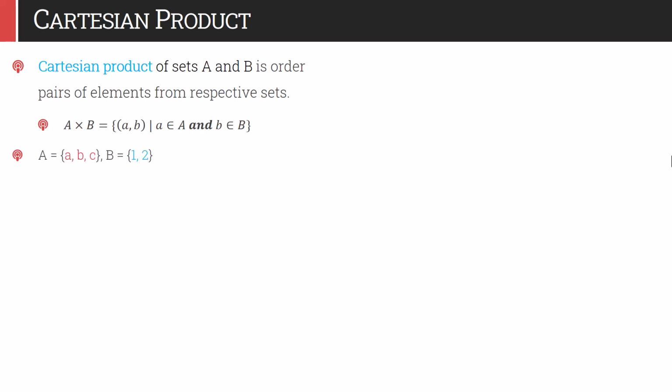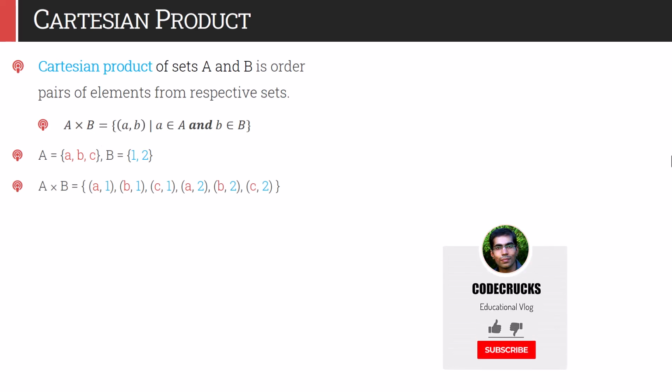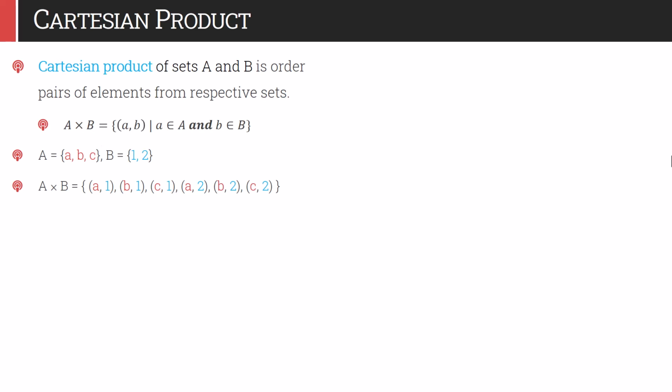Let's consider A is {a, b, c} and B is equal to {1, 2}. To compute the Cartesian product between these two sets, we have to associate each element of set A with every element in set B. So A Cartesian product B would be (a,1), (b,1), (c,1), (a,2), (b,2), (c,2). As you can see, all the first elements in all the tuples are coming from the first set capital A, shown in red, and the second element is coming from the second set B, shown in blue.